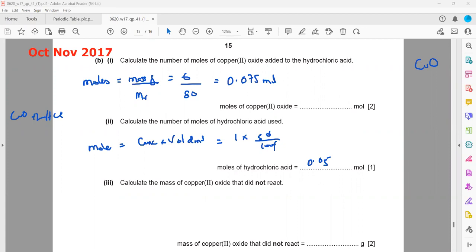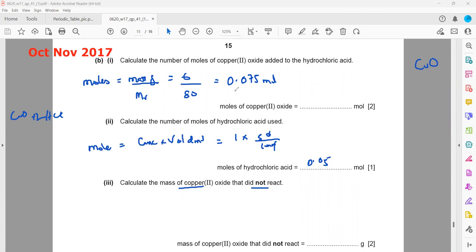The next part: calculate the mass of copper oxide that did not react. Here we will divide 0.05 by 2 to get what reacted and find the mass in grams from it. But we need the mass which does not react.